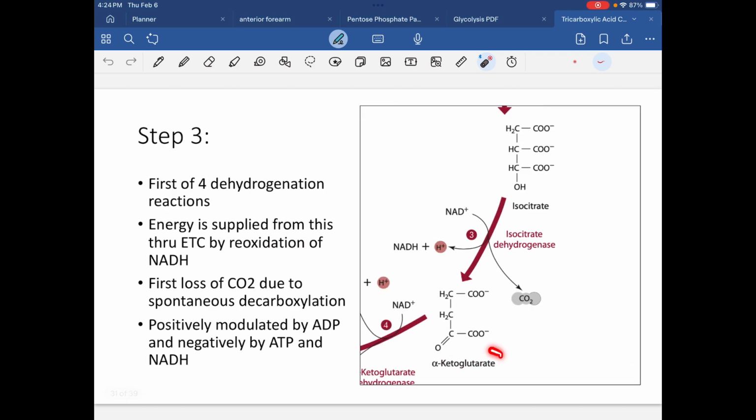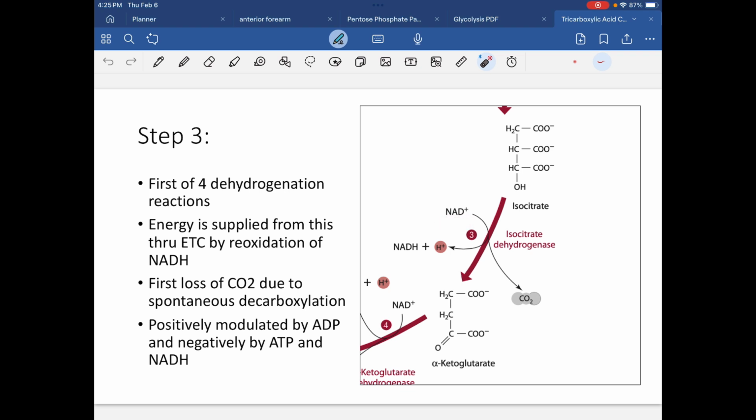Next step is we're going to make my favorite intermediate, probably one of the most important intermediates, alpha-ketoglutarate. So to make alpha-ketoglutarate, we are going to have to dehydrogenate isocitrate. So it's really fitting that the name of this enzyme is going to be isocitrate dehydrogenase. And whenever you see a dehydrogenase, you know that one of our electron carriers is going to have to be involved. In this step, it's going to be NAD.